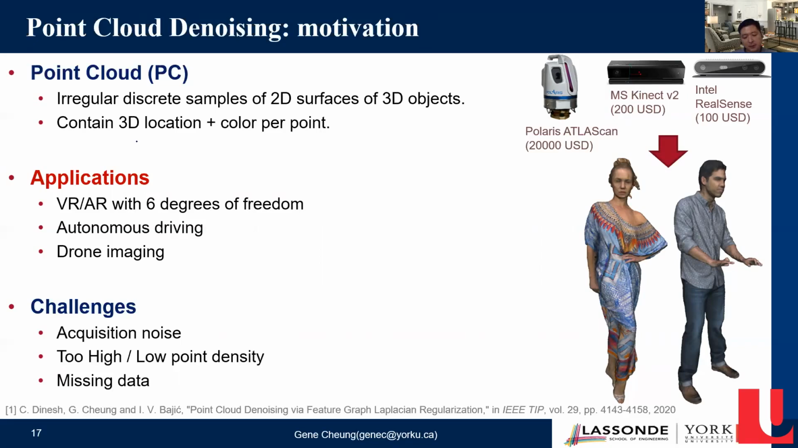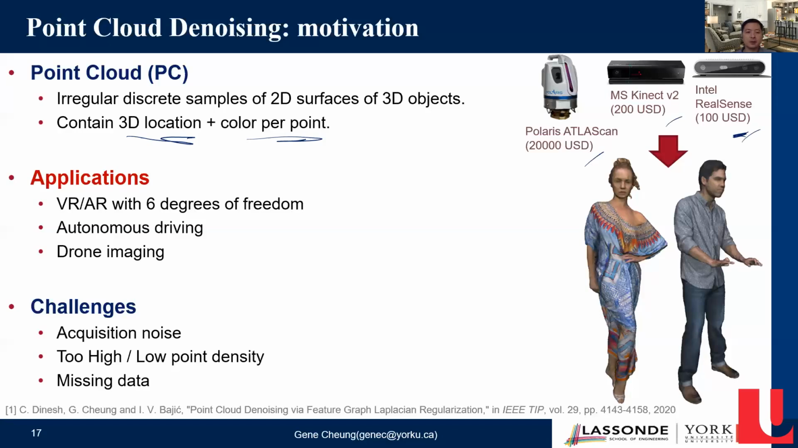Typically they would contain 3D locations as well as color. And it's been used for a number of applications, including VR, AR, automatic driving, drone imaging, and so on. There are many challenges with these point clouds. Typically they can be acquired using active sensors, as I've shown here, and there's a huge range of pricing. And of course, at the low end of these depth sensors, you're going to have noise.